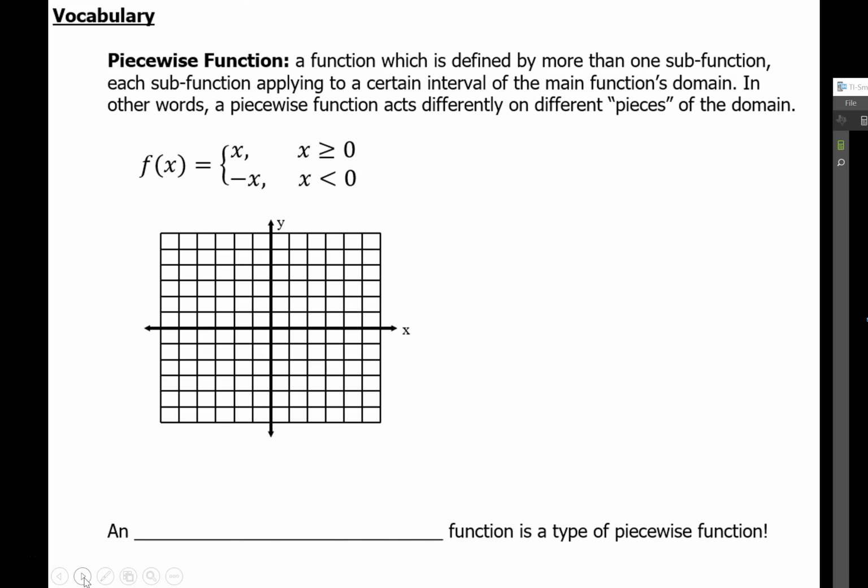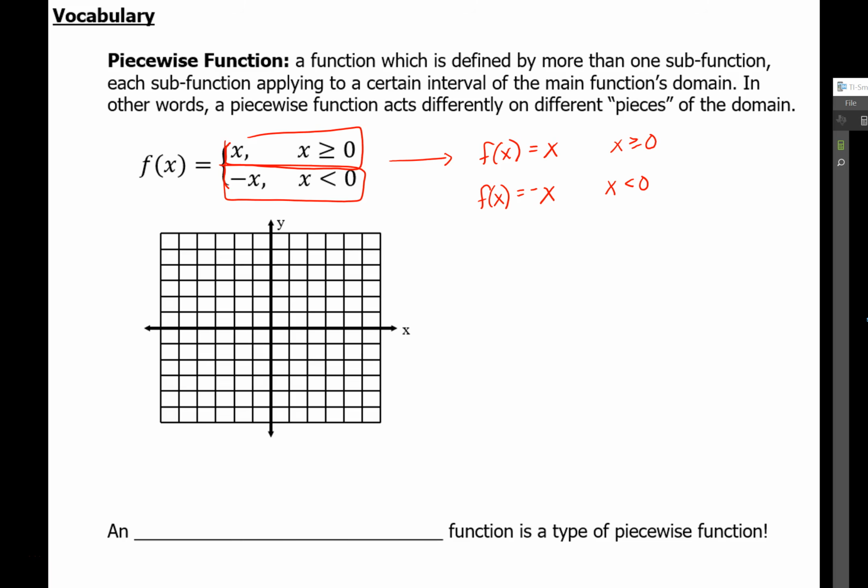So for example, if we look at this first piecewise function f of x, you can see that there's this bracket that breaks it into two functions. This is like saying f of x is equal to x sometimes, when x is greater than or equal to 0, but other times the function f of x is equal to negative x, and that happens when x is less than 0. So these two pieces here are the two pieces of our piecewise function.